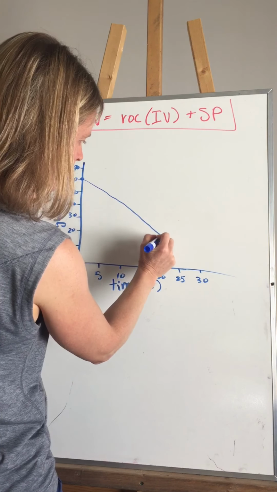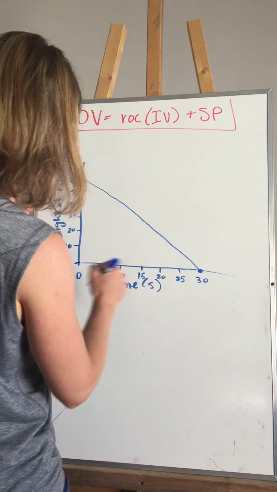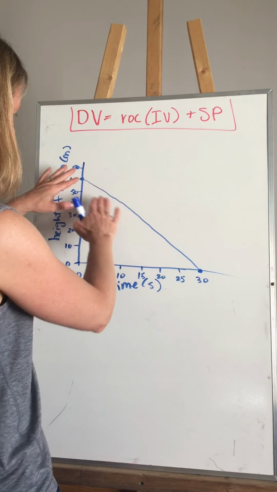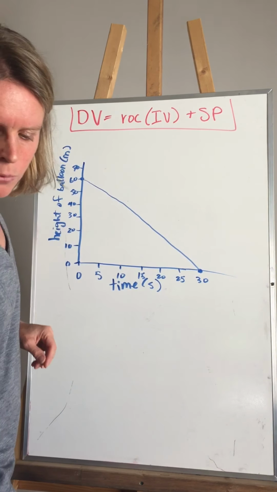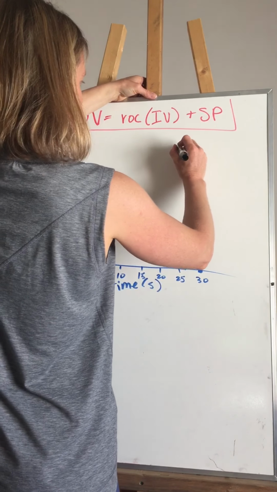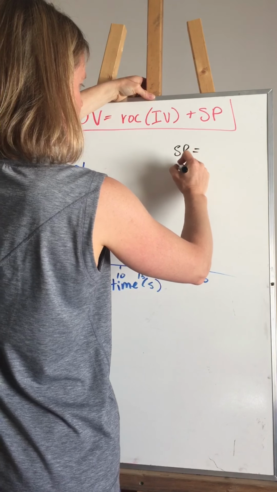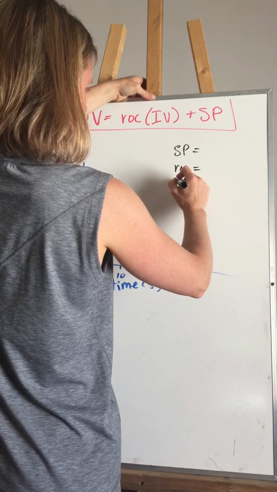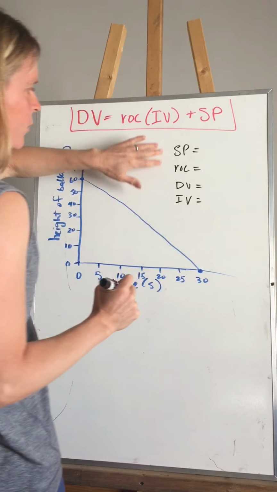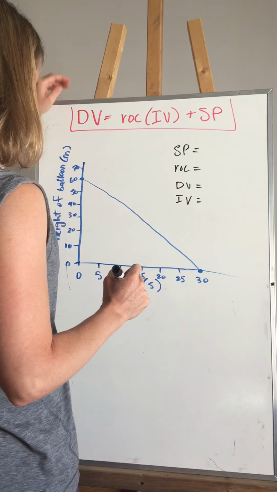Okay, so constant rate, that's why my line is straight. And it's going to take 30 seconds, at which point it's going to be hitting the ground. Okay, so just to understand what's going on when the graph looks like that. First thing we need to do is figure out all of these components of our equation: the starting point, the rate of change, the dependent variable, and the independent variable. I always figure those 4 out before I start plugging things into the equation.